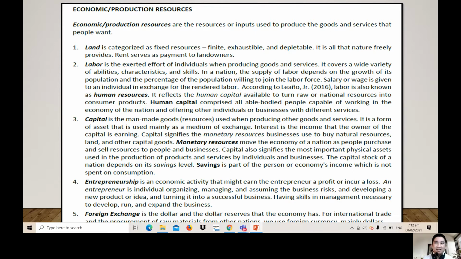Okay, so capital, every individual cannot provide their wants and needs or cannot produce goods and services if they don't have this one. Okay, the monetary resources. The next is entrepreneurship. It is an economic activity that might earn the entrepreneur a profit or loss. An entrepreneur is an individual organizing, managing, and assuming the business risk and developing a new product or idea, turning into successful business, having skills in management necessary to develop, run, and expand the business.